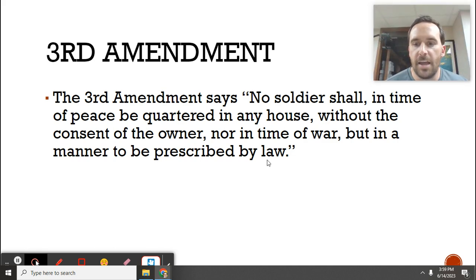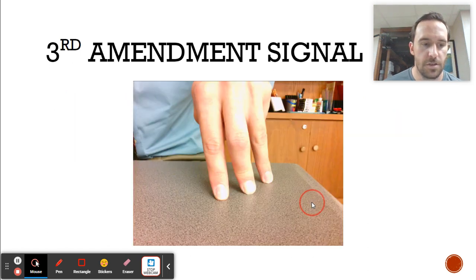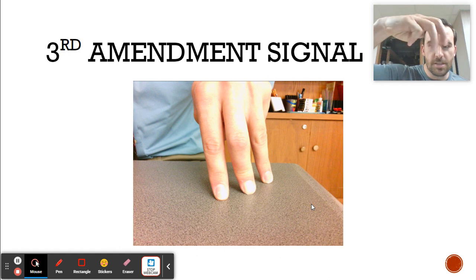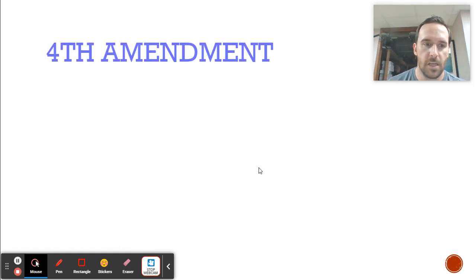Third Amendment. This is one we don't think about too often because, fortunately, we don't have to. It says that essentially we are not required to have soldiers in our house. Back in the day, the British were trying to save money by forcing the American colonists to keep soldiers in their houses and feed them and give them somewhere to sleep instead of building forts. We got rid of that when we got our own country. We're not required to have soldiers in our house anymore. And for this one, I've got 3 fingers for soldiers kind of slowly marching there. That's my Third Amendment signal with 3 fingers.